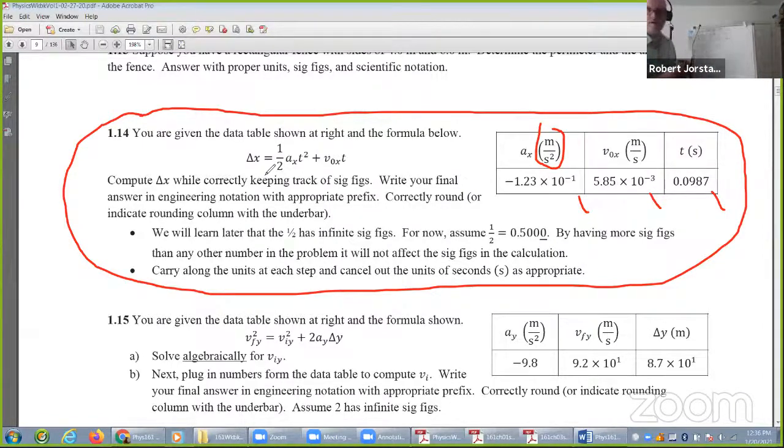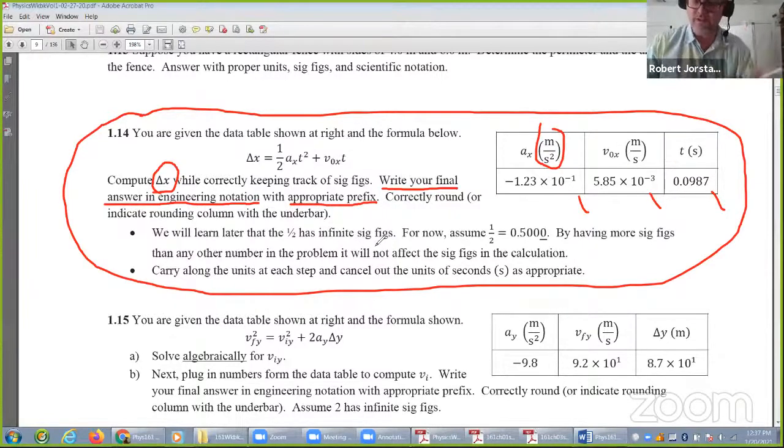And now I'm just reading what we're supposed to do. We're supposed to compute delta x. We're supposed to answer in engineering notation with appropriate prefix. If you don't know what that means, you can look in the solutions if you don't want to listen to me, or you could watch me do it live.